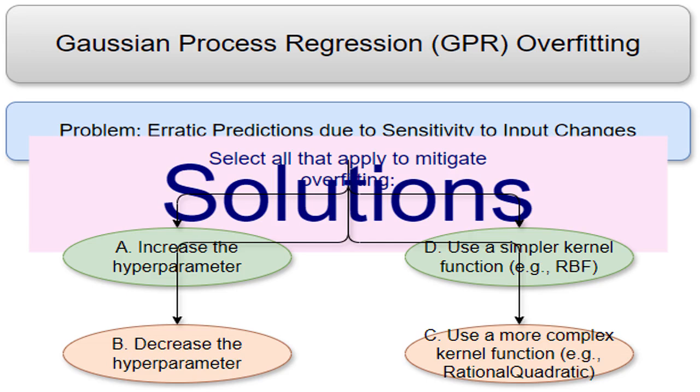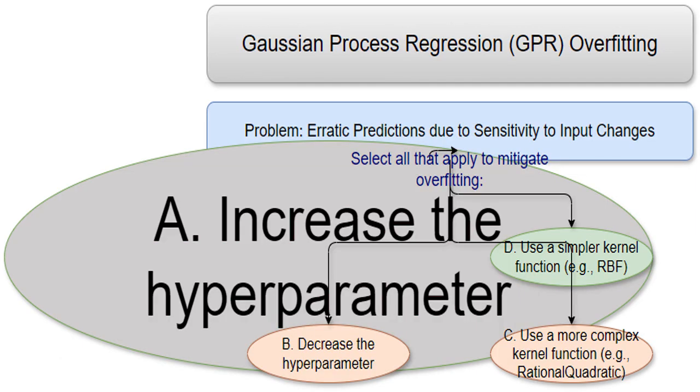Let's explore ways to fix this overfitting. We need to make the model less sensitive to noise and improve its ability to generalize to new, unseen data. Increasing the alpha hyperparameter tells the model to expect more noise in the data. This will make it less sensitive to small input changes and thus reduce overfitting.